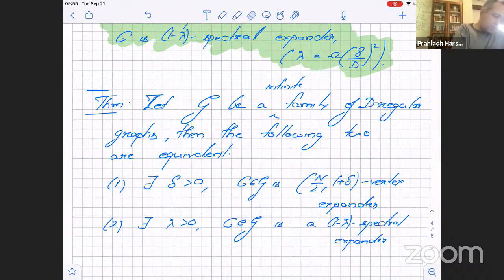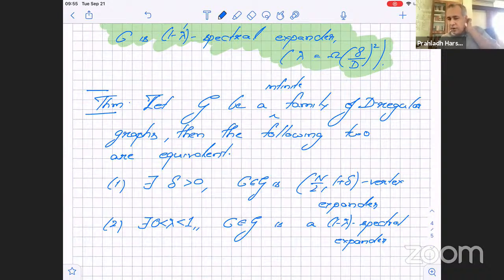Okay, so this one I should put lambda less than 1. This is 0 less than lambda less than 1, such that this is a spectral expander. That's what these two properties say, so these are sort of equivalent properties. Is this fine so far?